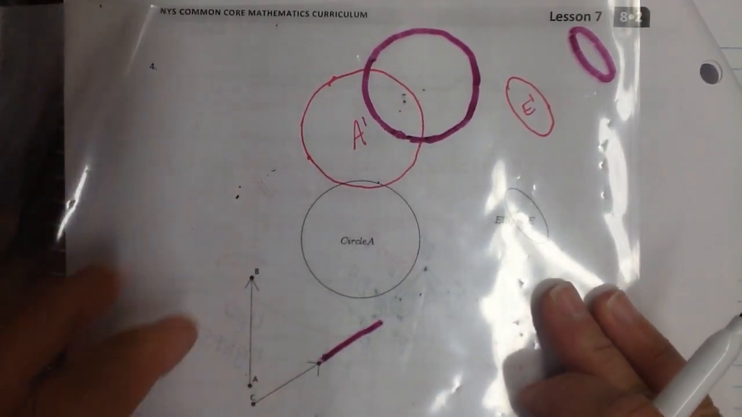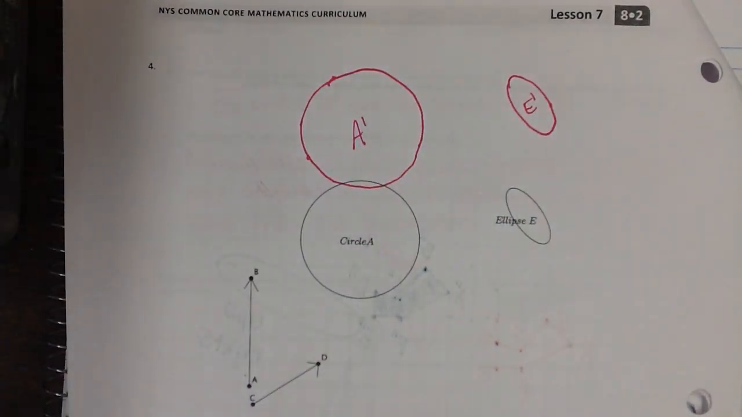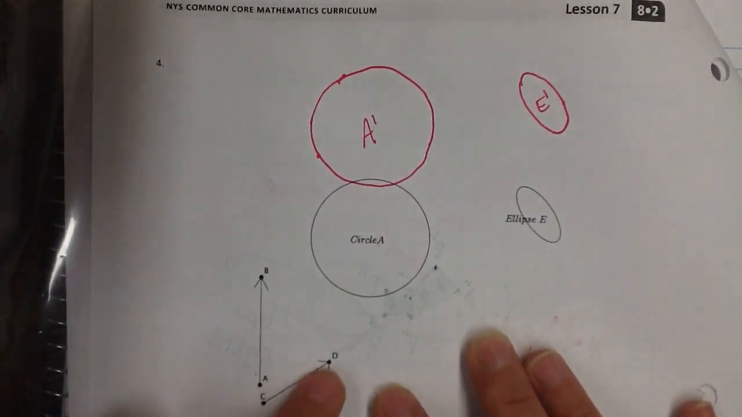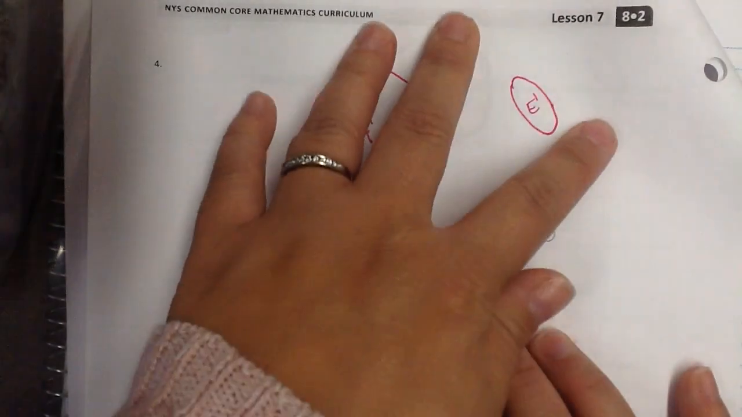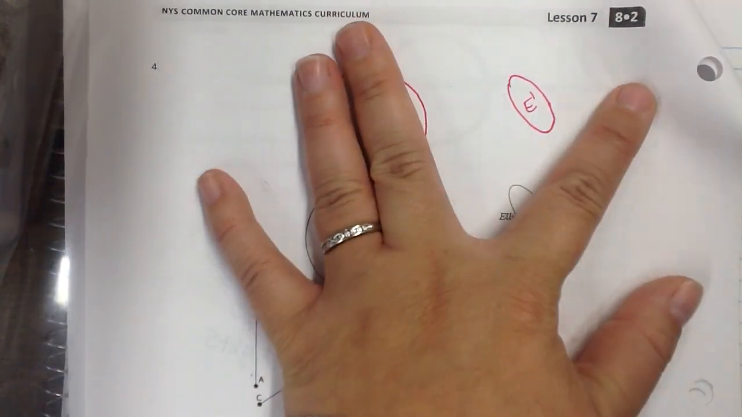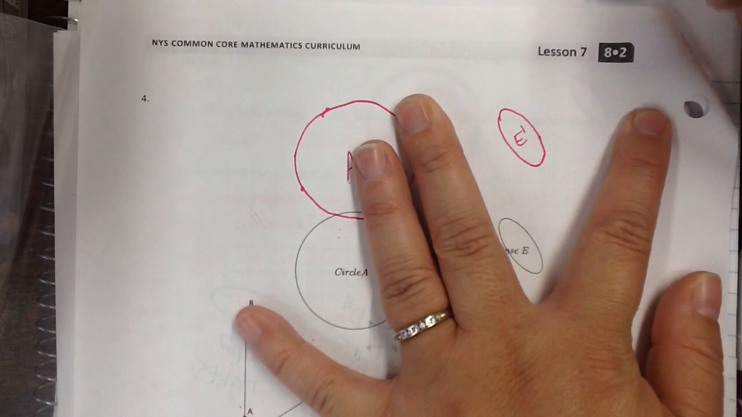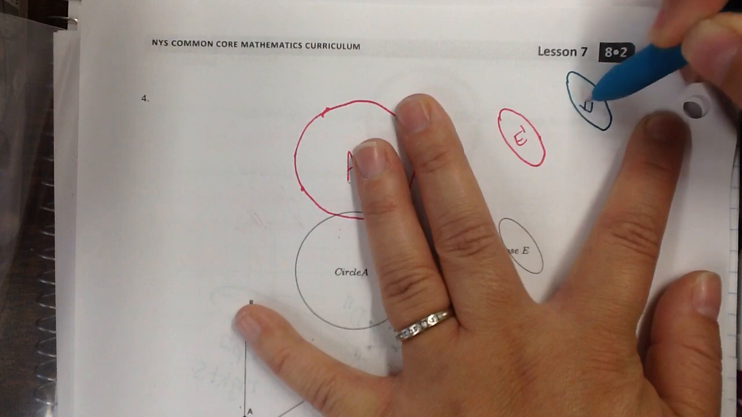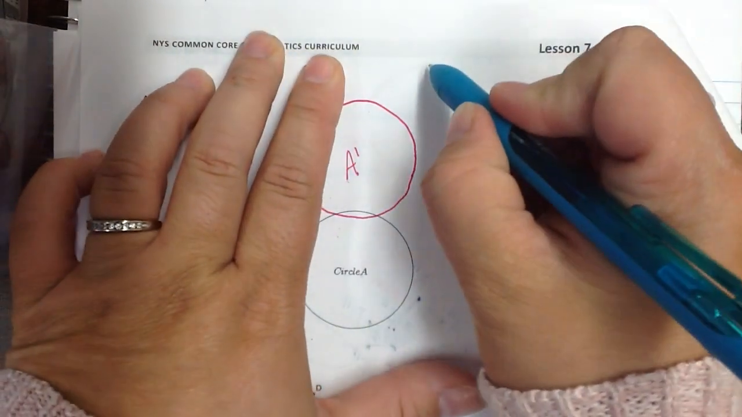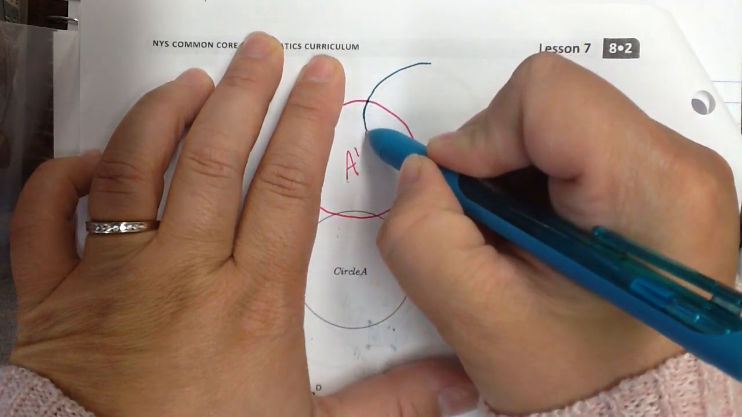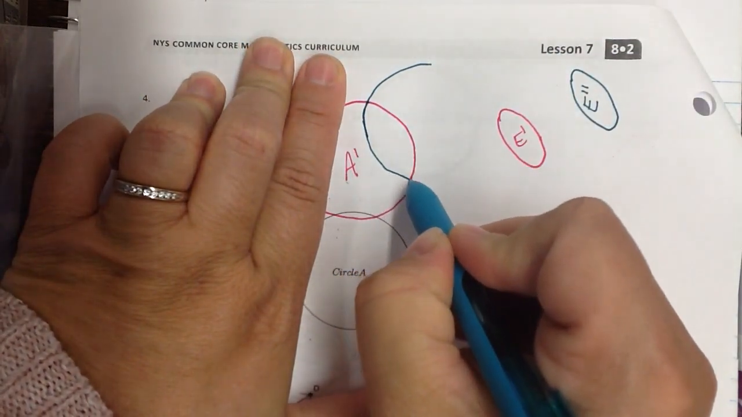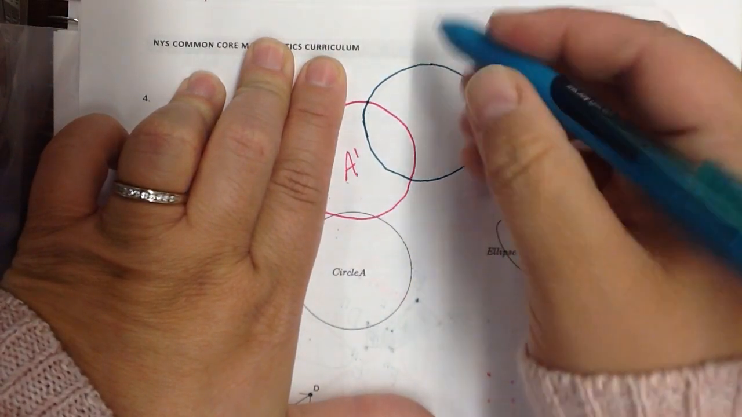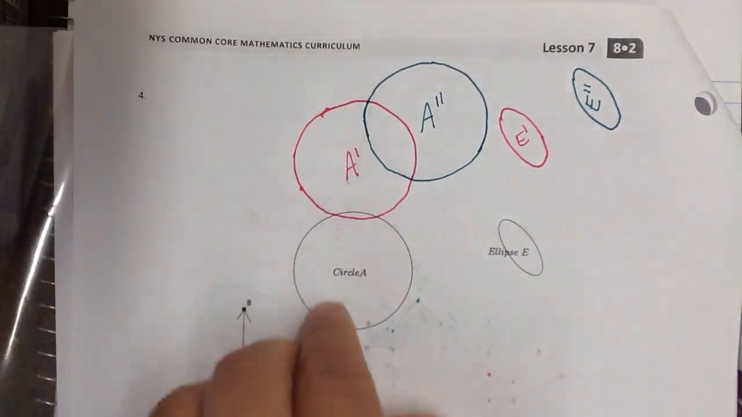Okay, so then we put it back underneath. Line them up and draw them a second time. E prime prime, second time I moved it. A prime prime, second time I moved it.